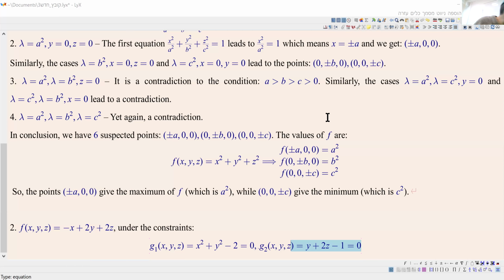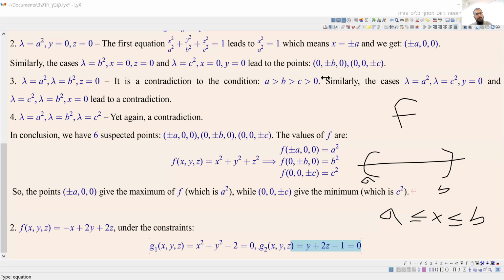Just like with functions of one variable, I want to find the extrema of some function f in a specific segment. So the constraint is the x axis between a and b. Here we have a different type of constraint, but it's basically the same: trying to find the extrema of a function, not for every point in Rn, but for every point that satisfies the conditions g1, g2, g whatever equals 0.